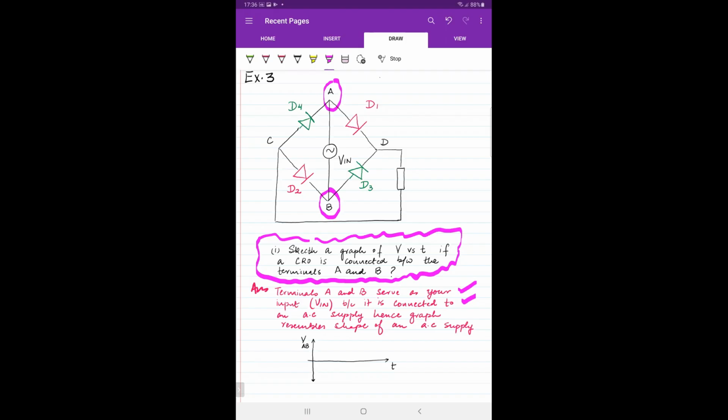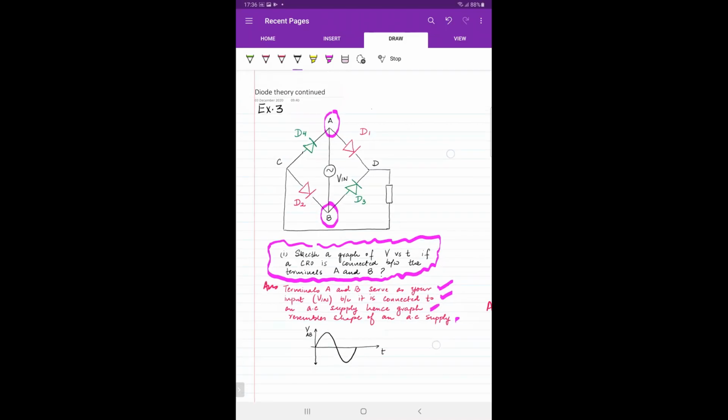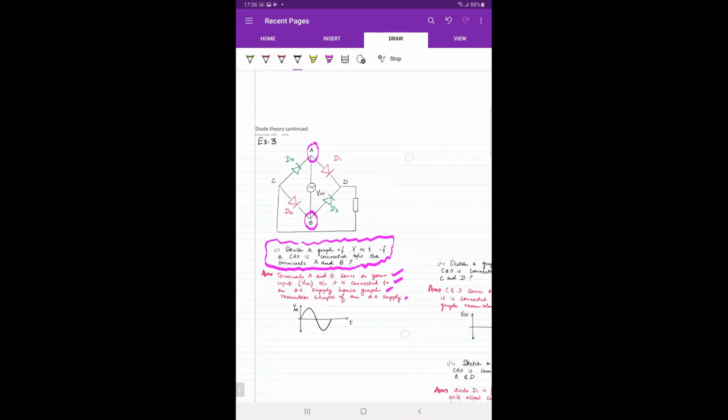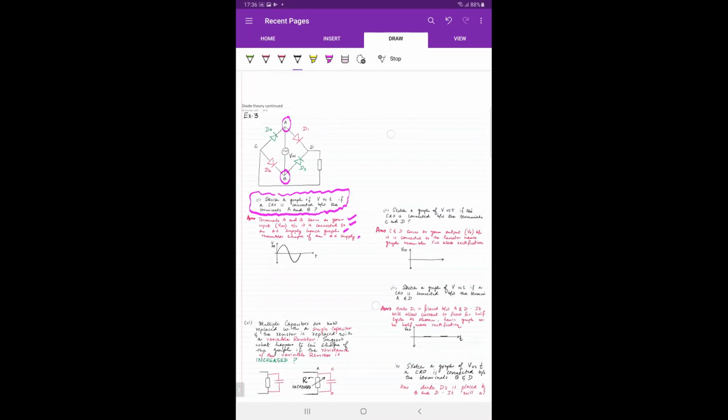Terminals A and B serve as your input Vin because it is connected to the AC supply. Hence, the graph should resemble the shape of an AC supply. So this is how the graph looks. ठीक है, ये फर्स्ट चीज हो गई. अच्छा, अगर कुछ पूछना हो ना, मेरे शिफ्ट होने से पहले पूछ लेना, क्योंकि मुझे फिर वो हर पार्ट को शिफ्ट करना है ना.